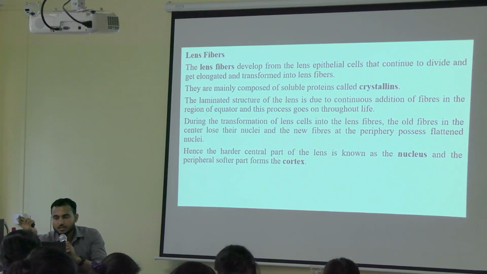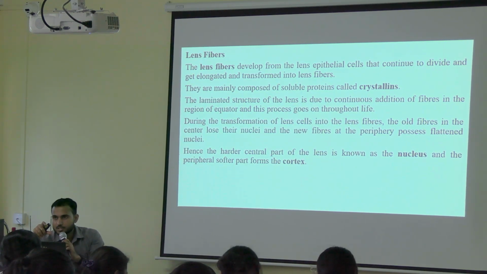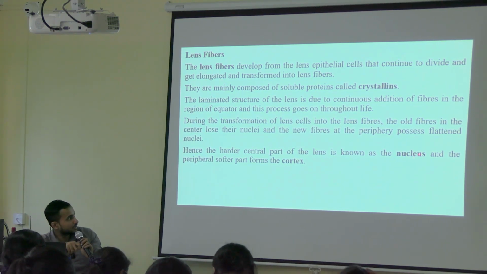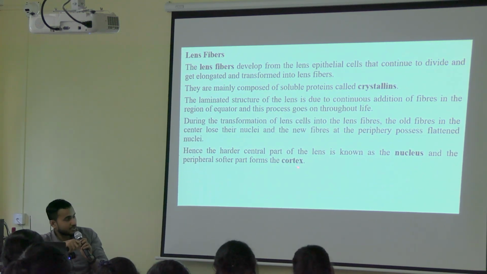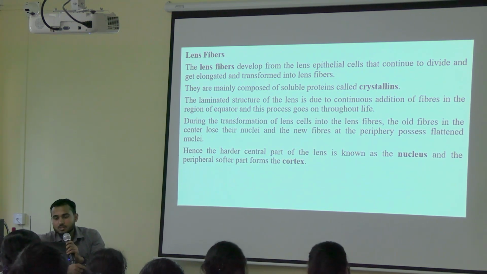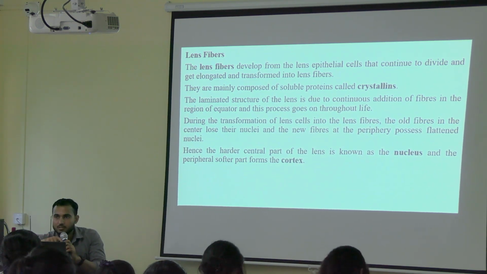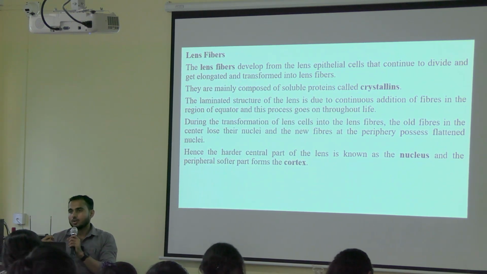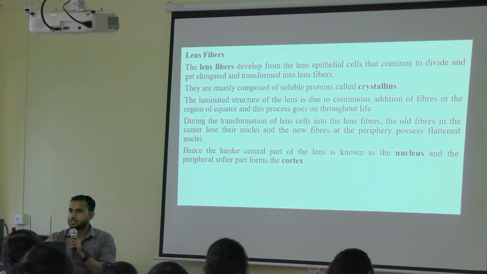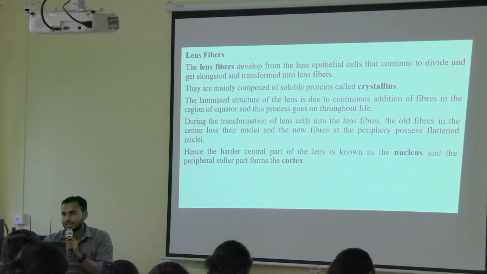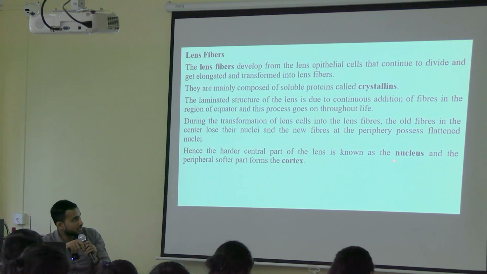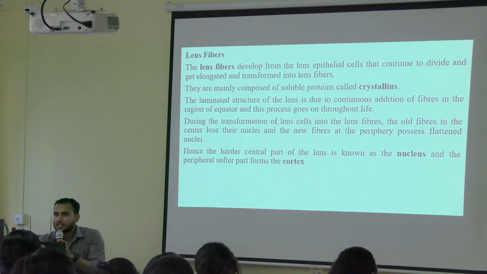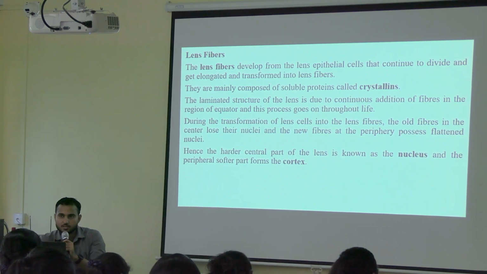Another important point: the fibers at the center are called the nucleus, and those present at the periphery are called the cortex. Why? Because the central part becomes harder. Why is it harder? Because, as I said, the fibers lose the nucleus and only fiber is present. That's why the center part of the lens is harder, and it is called the nucleus. And the peripheral part is softer, because in the peripheral part, the cellular organelles, the nucleus, is still present.